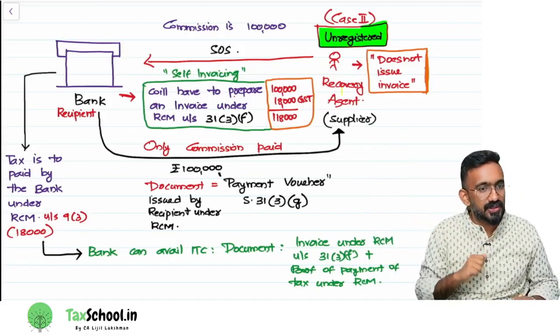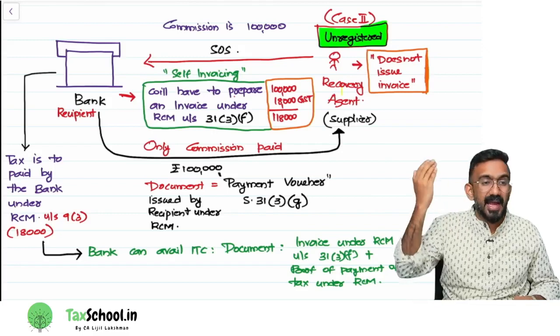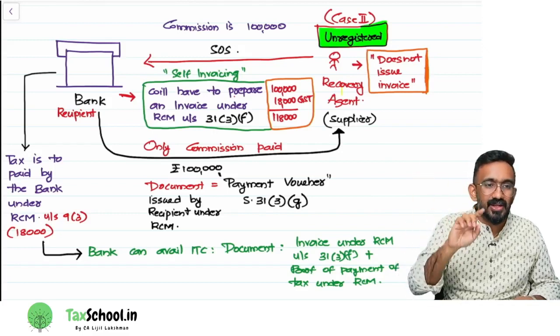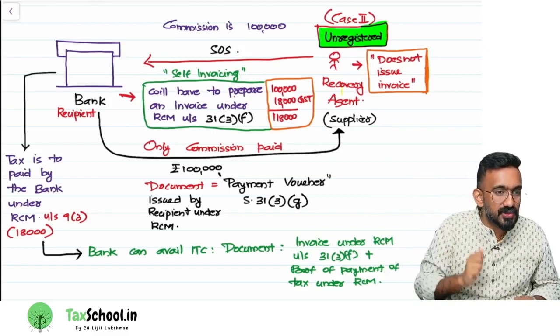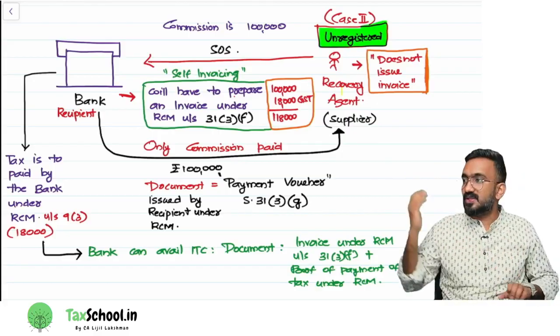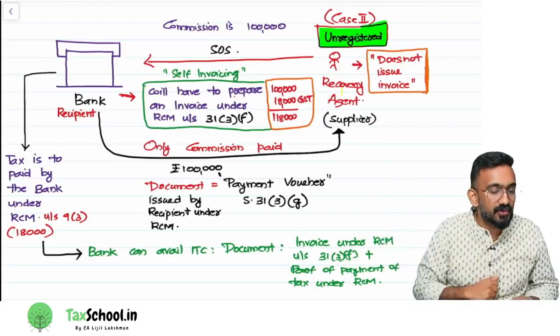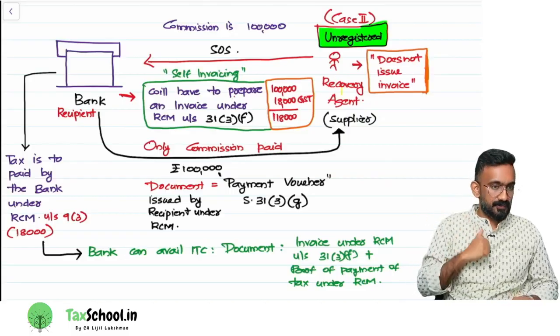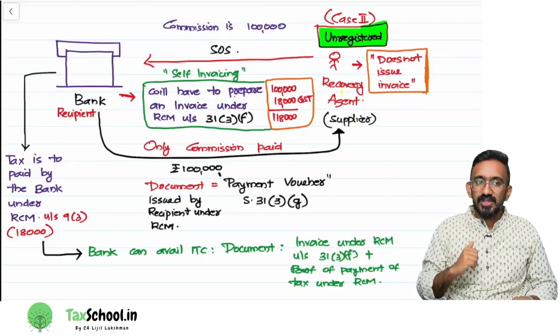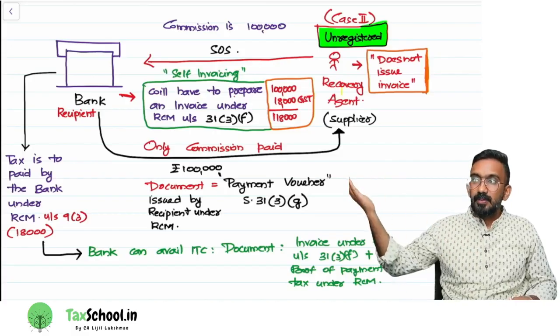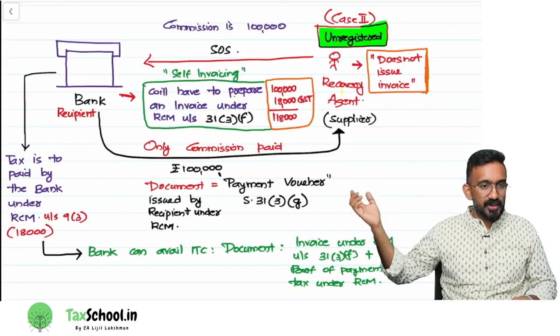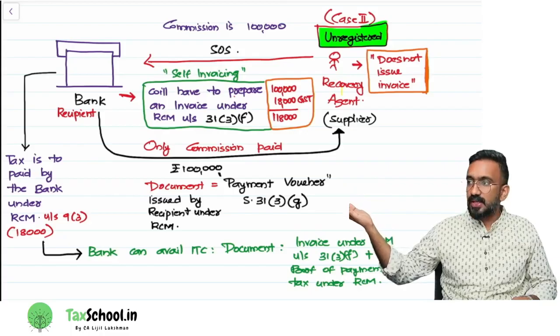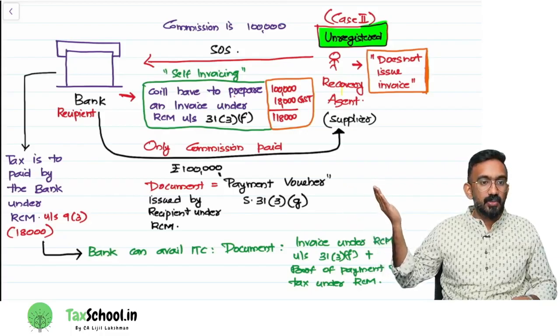Because he is unregistered. In that case, for the bank to take input tax credit, what does the condition say? There should be possession of an invoice, right? What invoice will he have? Because the supplier is unregistered, he is not issuing an invoice. In that case, the bank will have to do self-invoicing. What is self-invoicing? Here, the bank will pay how much money to the recovery agent? 1 lakh rupees. At the time of paying this 1 lakh rupees, there will be a document called a payment voucher that is being issued.